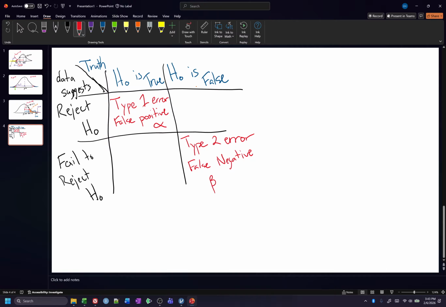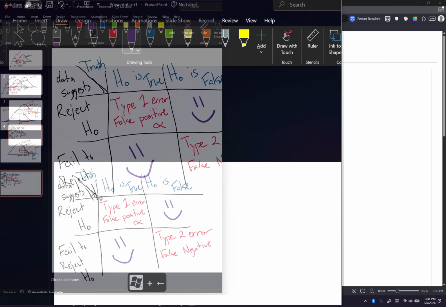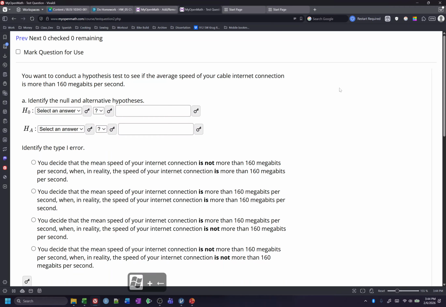We don't really go deep into this, so I'm going to erase that and leave it like this. Now these other two options here are actually good options. We put smiley faces there. If we reject the null hypothesis and the null hypothesis is false, that's our data helping us reflect reality. Same thing if we fail to reject the null hypothesis and the null hypothesis is actually true, that is us reflecting reality.